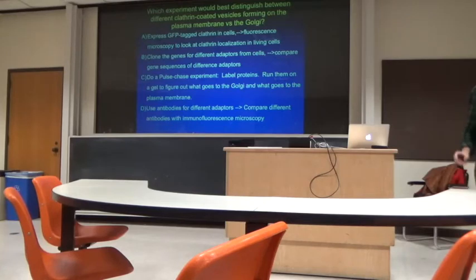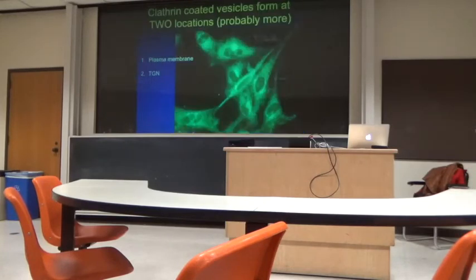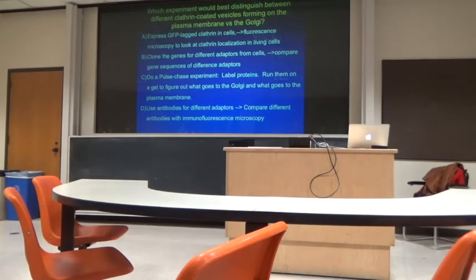Excellent thinking. GFP clathrin would look just like this, except it would be moving around in living cells. Excellent thought. So you'd see ones on the plasma membrane and ones at the trans-Golgi network, but you wouldn't see the difference between them, which is the experiment we want. So an experiment might be possible, but may not be the best one to answer the question that you want. I like the way you're thinking.